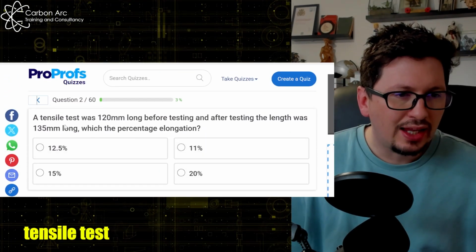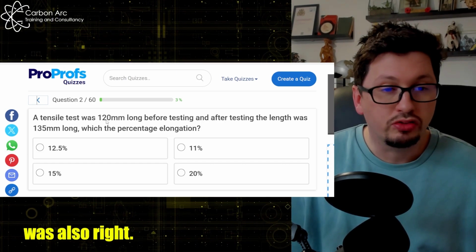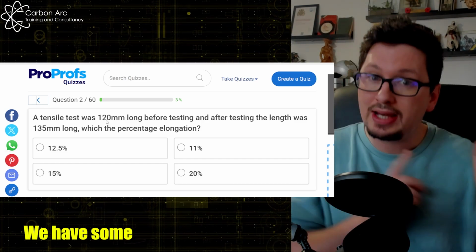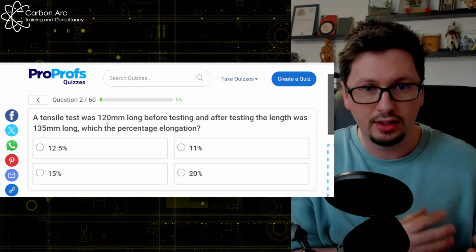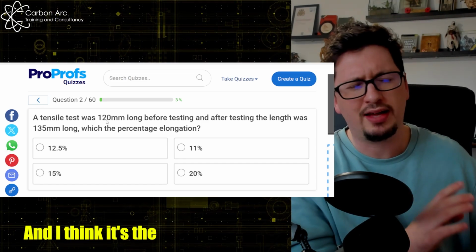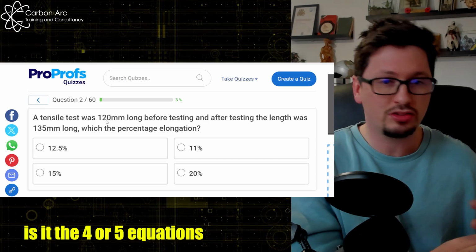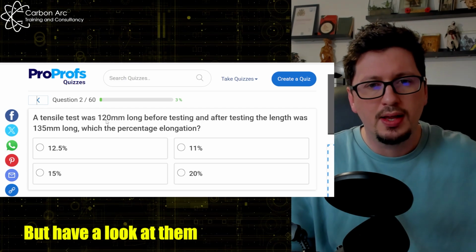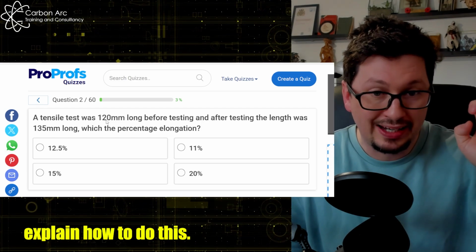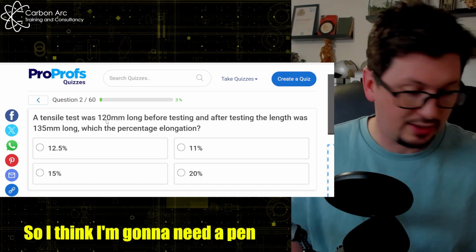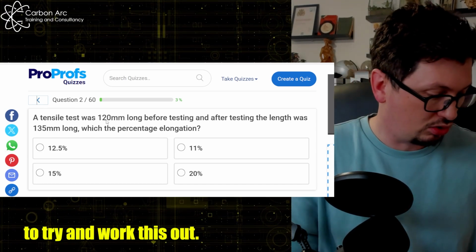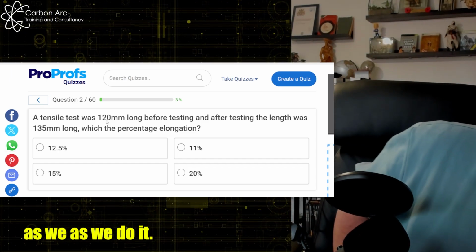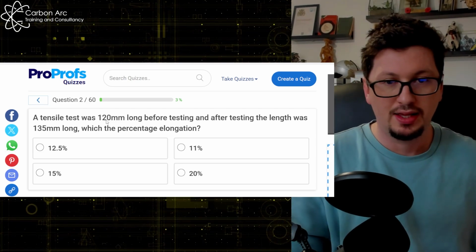Okay, question 2. A tensile test. So great. We've got an equation question. We have some videos on equations on the channel. Have a look at them. We've got the heat inputs, and I think it's the 4 or 5 equations to know after heat input. They're older videos. They're one of the first ones we did on the channel. But have a look at them, and they will explain how to do this. Okay, so I think I'm going to need a pen and a piece of paper to try and work this out, and then of course I will try and explain it as we do it. So right, grab a bit of paper, and we'll see where we end up.